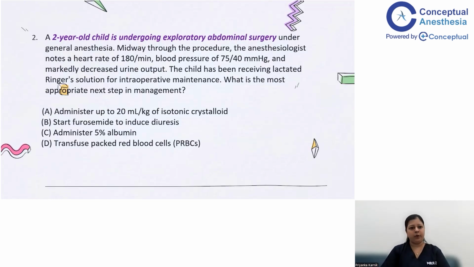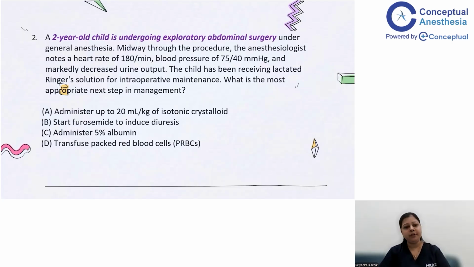Let us see the next one. So a 2-year-old child is undergoing exploratory laparotomy, that is exploratory abdominal surgery, under general anesthesia. Midway through the procedure, the anesthesiologist notes a heart rate of 180 per minute, blood pressure of 75/40, and markedly decreased urine output. The child has received lactated ringer solution for intraoperative maintenance. What is the most appropriate next step in management?